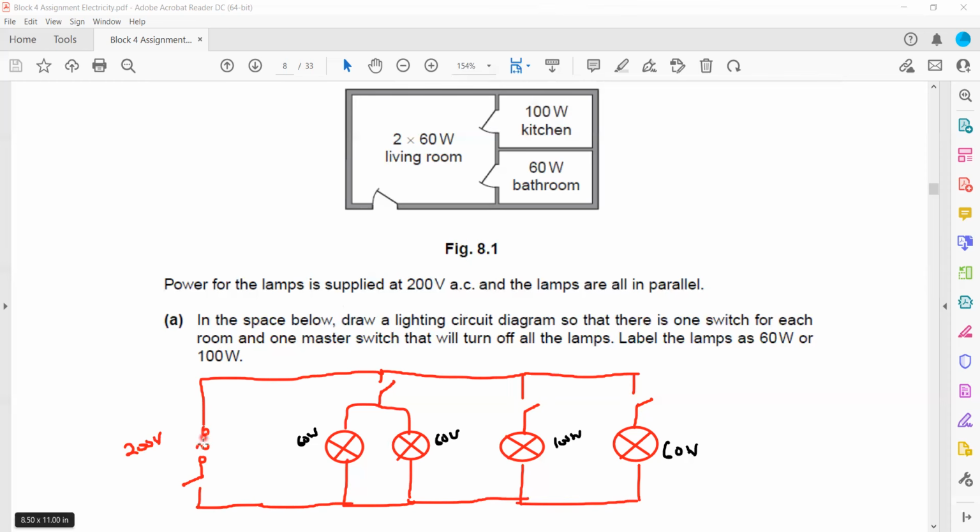So 200 volt AC supply with the master switch, a switch which can turn all the lamps on and off together. Then one switch for the living room, one switch for the kitchen, and one switch for the bathroom. And label each lamp, because in the living room there are two lamps, so they have a common switch. Then in the kitchen there is only one lamp with a switch, and in the bathroom as well, one lamp with a switch. So this is how you should draw a circuit according to the information given above.